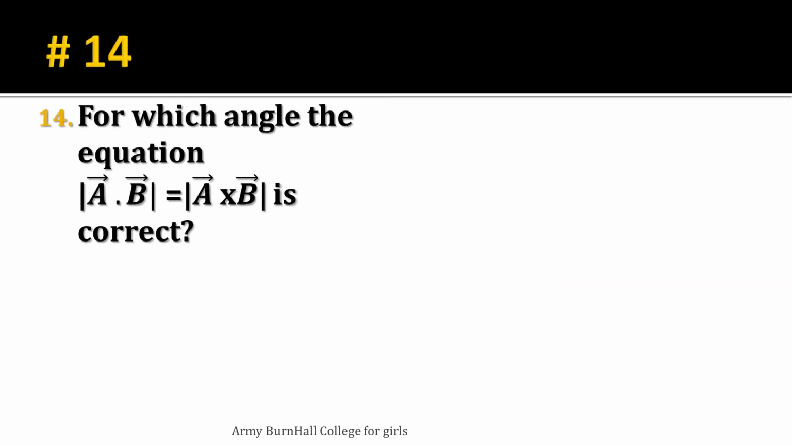Number 14, for which angle is the equation magnitude of A dot B equal to magnitude of A cross B correct? 30 degrees, 45 degrees, 60 degrees and 90 degrees. If this value is given without magnitude, then this is not possible. A dot B can never be equal to A cross B, but their magnitudes can be equal.